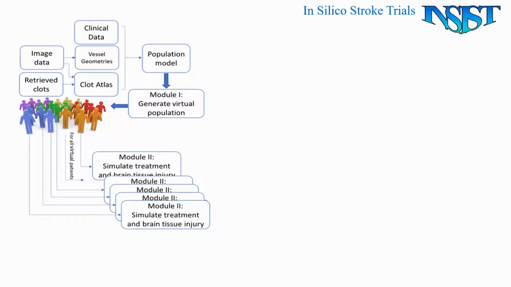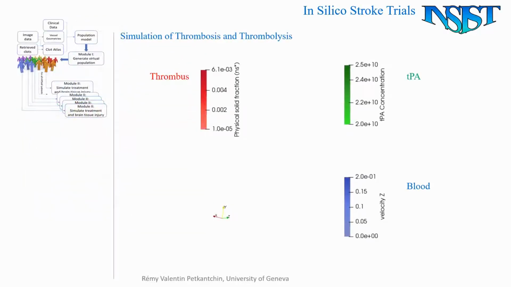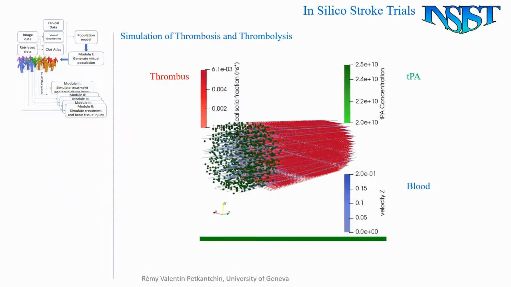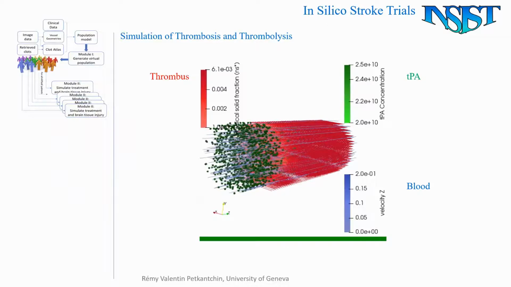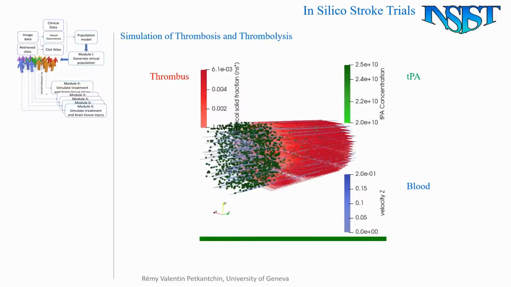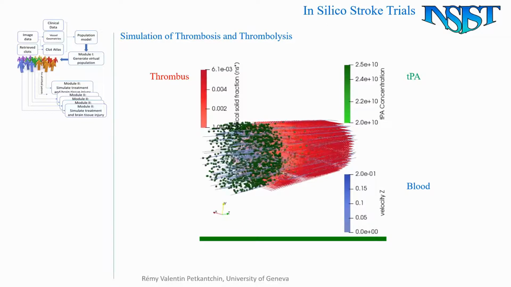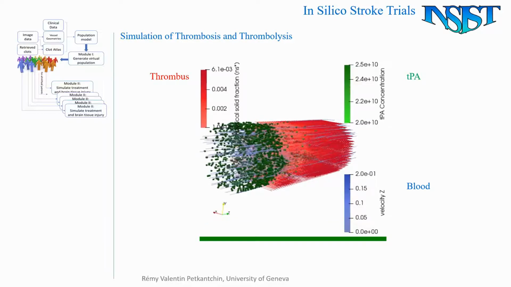Module 2 simulates treatment and its effect on progression of brain tissue damage. We simulate thrombosis and thrombolysis based on hemodynamic forces, transport of blood elements and drugs, and local chemical interactions in the clot.